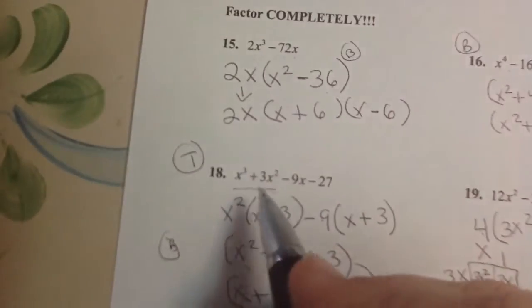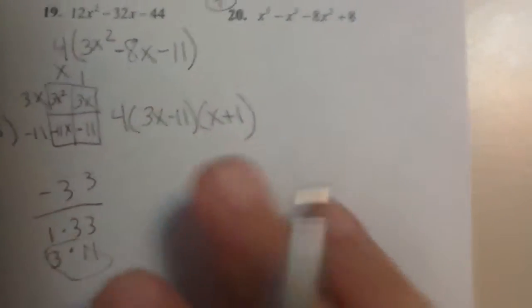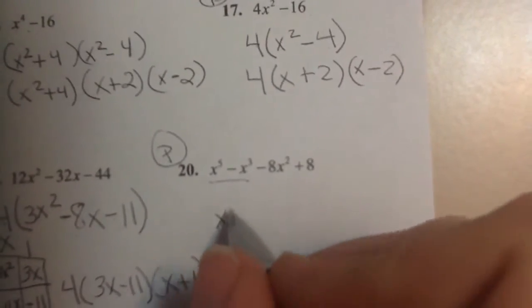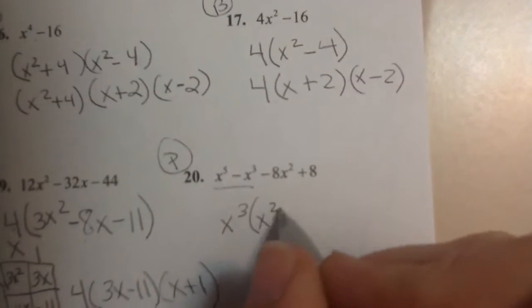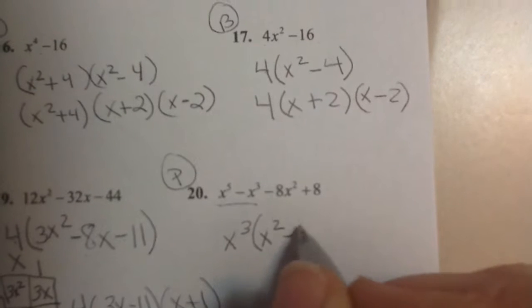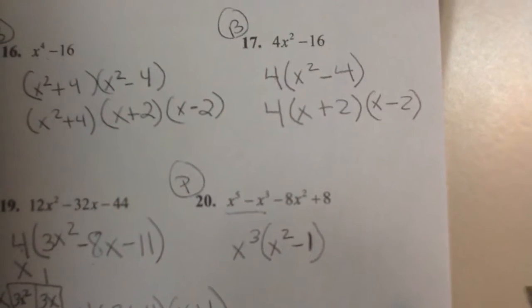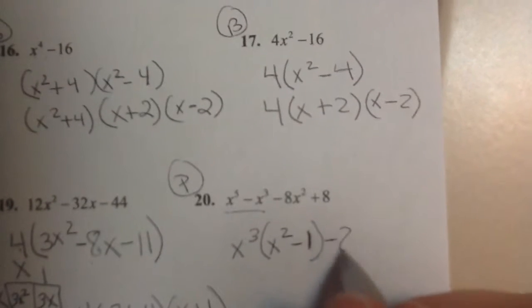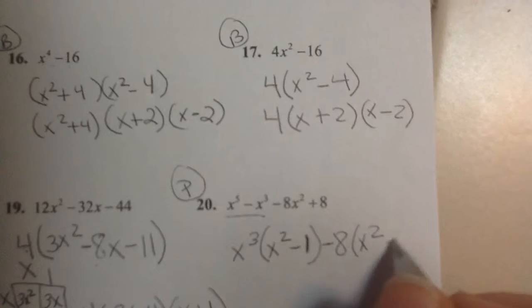Our final one is a 4-term polynomial. This one over here started out as a polynomial. Sorry about that. Okay, a polynomial. Looking at the first set, you could pull out x cubed, leaving behind 2 x's there and the number 1. Here we can pull out a -8, leaving x squared minus 1.